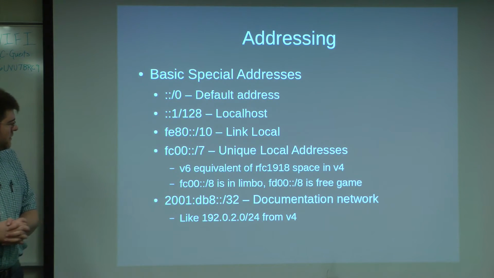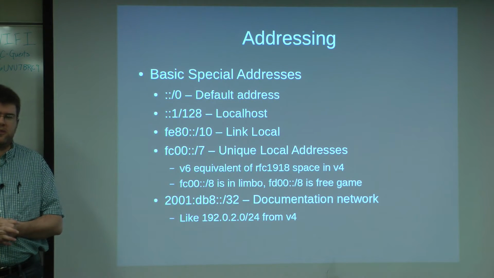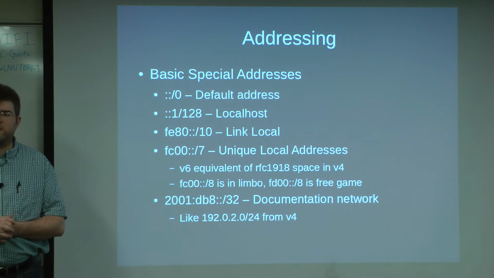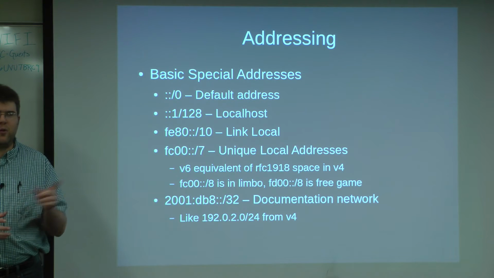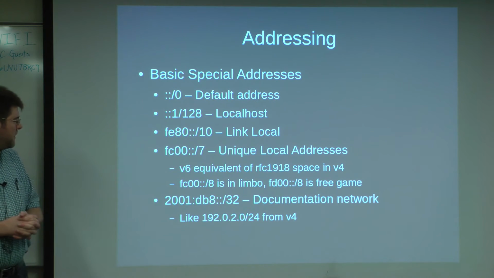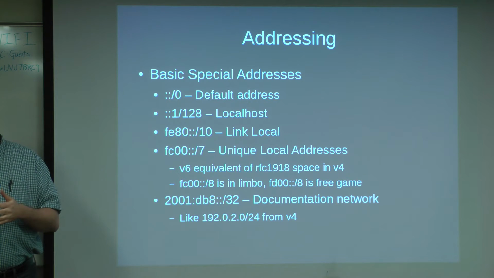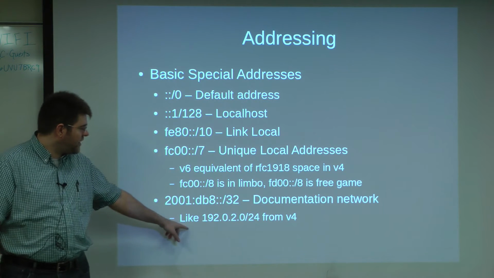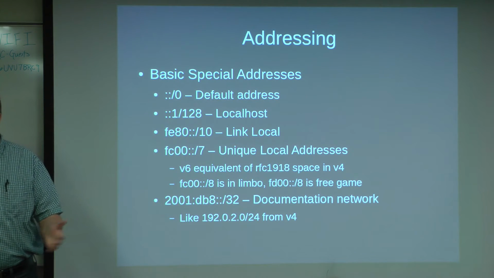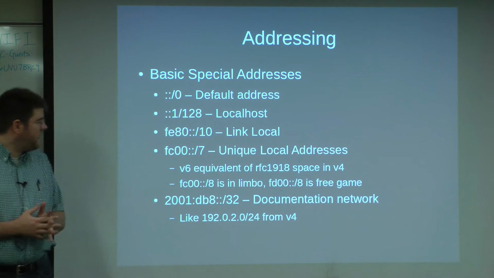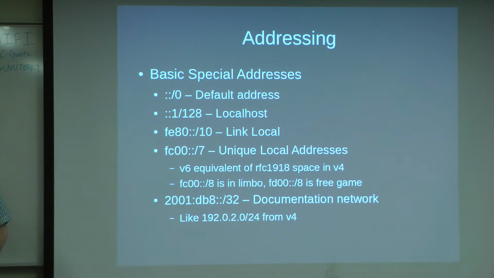2001:DB8. This is reserved for documentation purposes. How many of you knew that there was an IPv4 address space reserved for documentation purposes? One. And it's probably because I told him. Could be. So if you're writing documentation and need to use IPv4 addresses in it, 192.0.2.0 is reserved for documentation purposes. 2001:DB8 is the v6 equivalent of it.